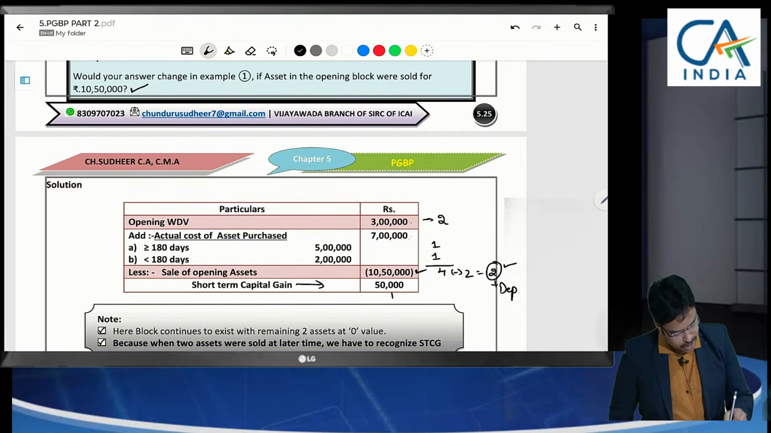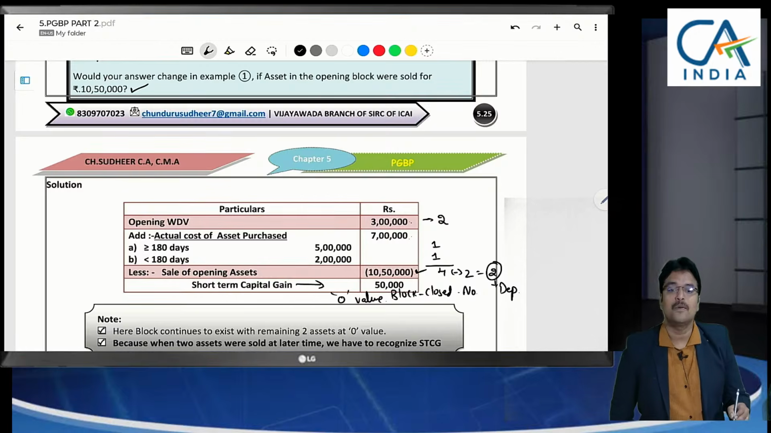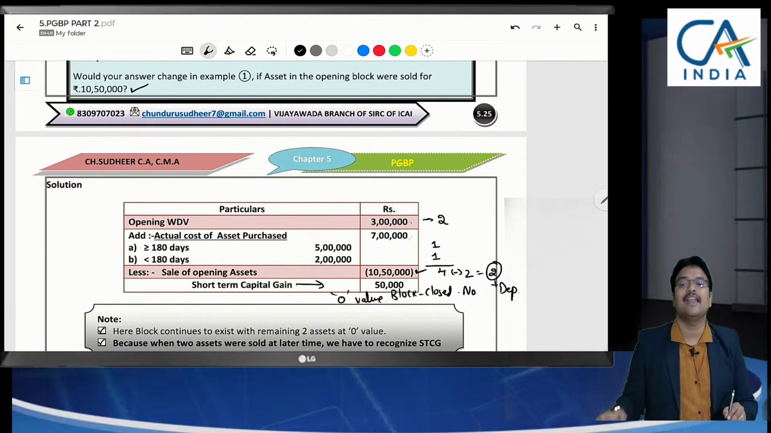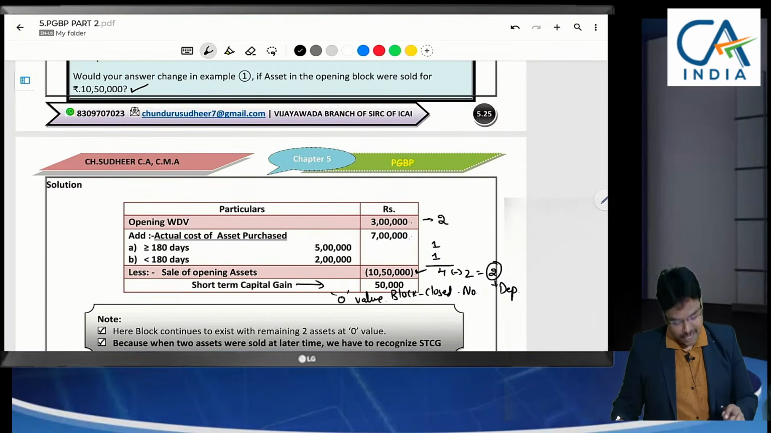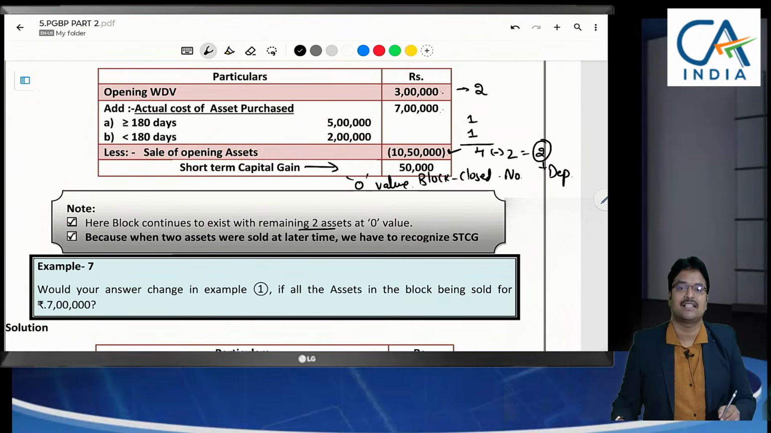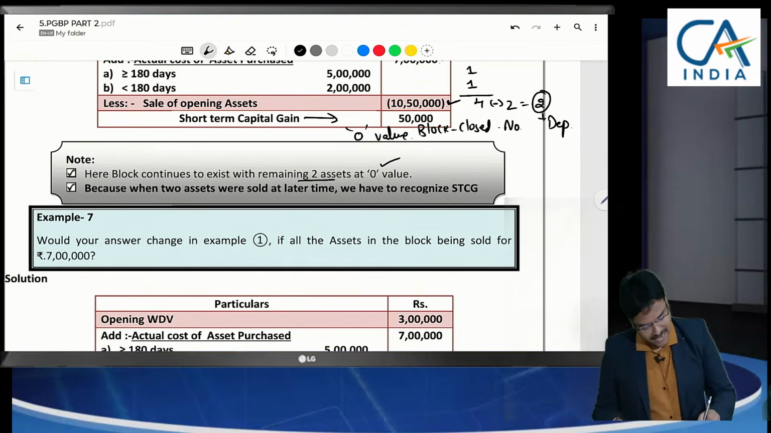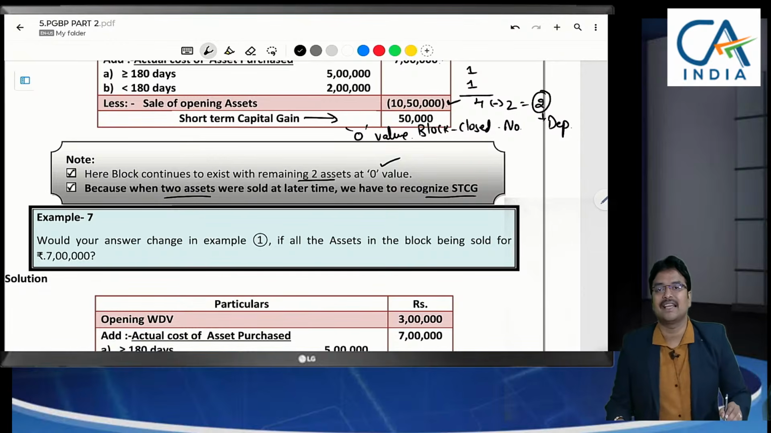Now here comes the question. Is the block closed? Answer, no. It is continued with 0 value because there are how many assets? 2 more assets. Even though those 2 more assets were sold for 1 lakh later, is that 1 lakh to be treated as capital gain? No. Keeping that in view, the block continues with the remaining 2 assets, but with which value? 0 value. Later when those were sold, we have to recognize the short-term capital gain.